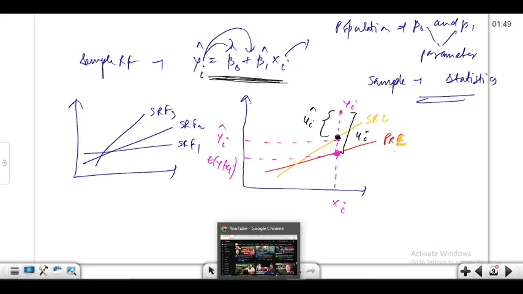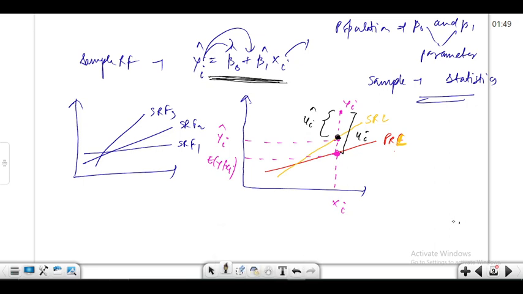We draw multiple samples, and based on the estimates of beta naught and beta 1 that we have, we take an average of those values and try to estimate the population parameters based on that. That is, the estimate of the parameters would be the average of all the sample estimates. So this was about the sample regression function.